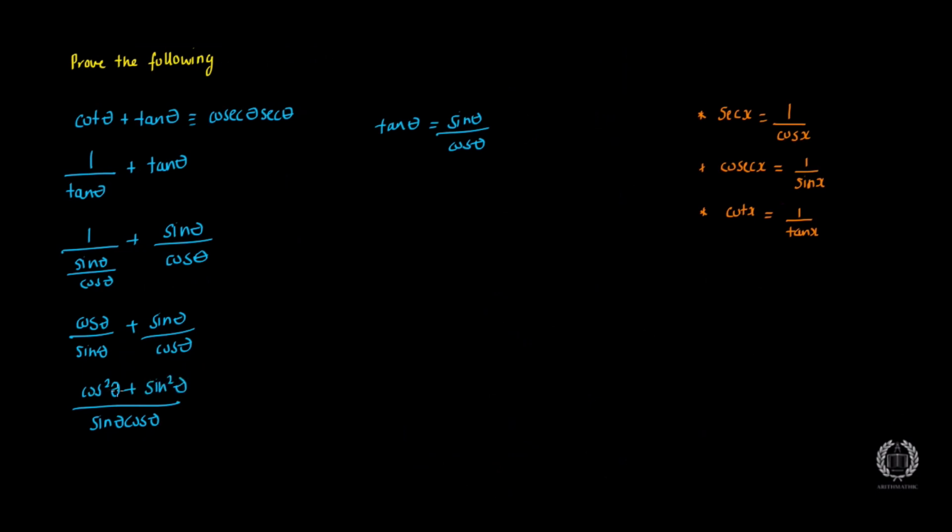Now, you should know the identity cos squared theta plus sine squared theta gives us 1, over sine theta cos theta. Now we can split this by saying 1 over sine theta times 1 over cos theta. Using our identities here, I know that 1 over sine theta is cosec theta, and 1 over cos theta is sec theta. And can you see that there? That's how we got this.